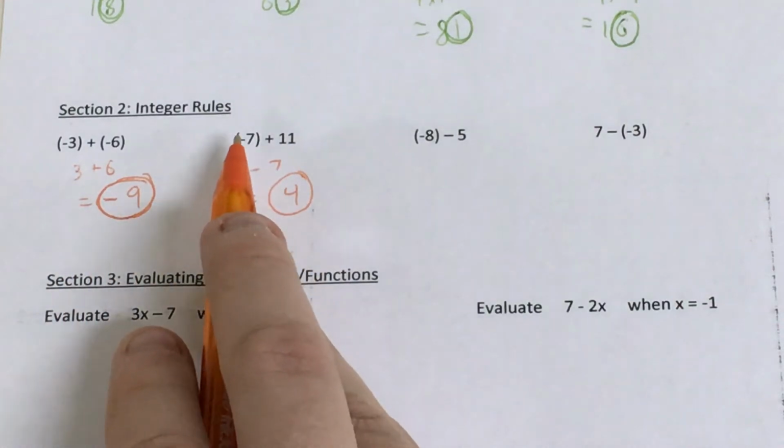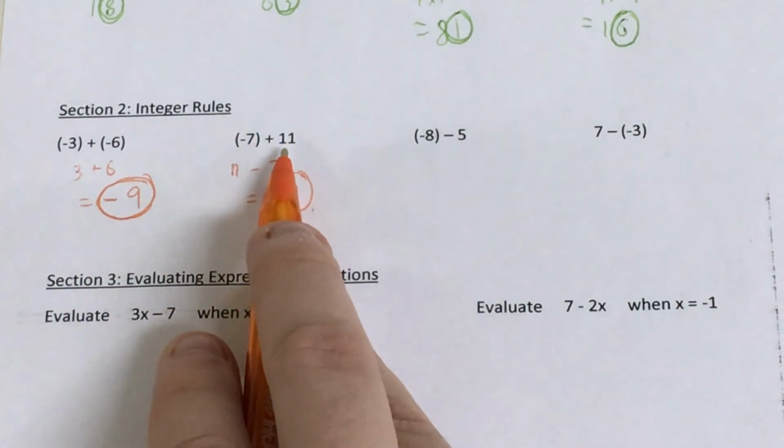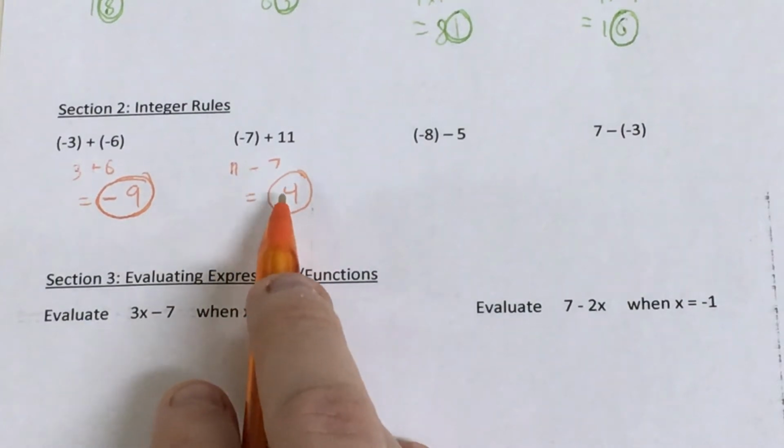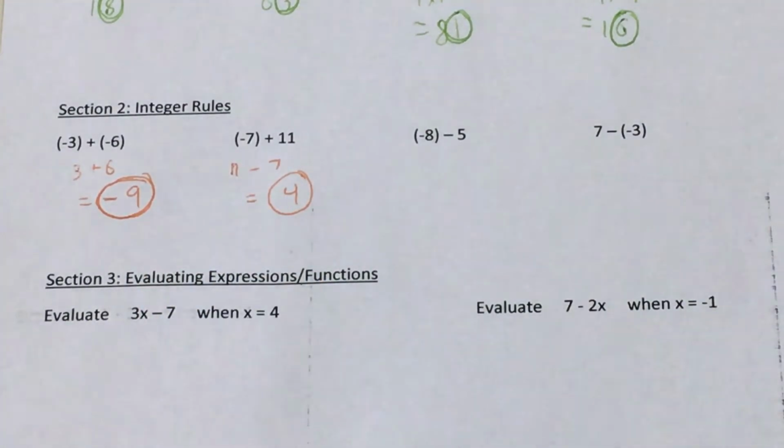So this is like if I owed someone $7 and I mysteriously somehow found $11. I would have to pay back that 7, leaving me with $4 left over.